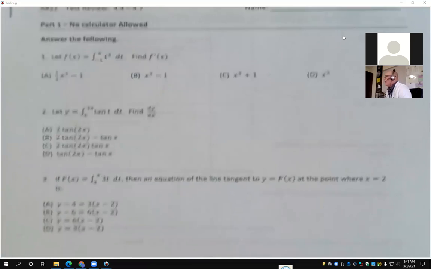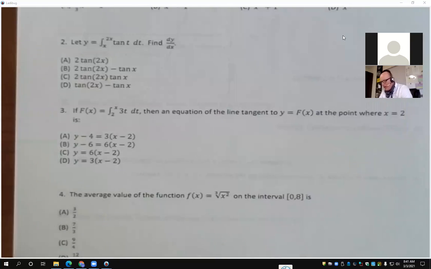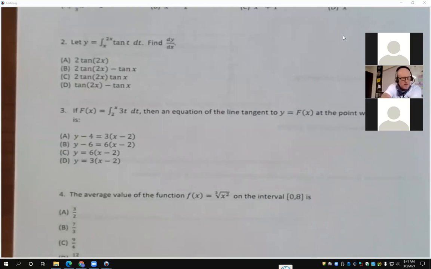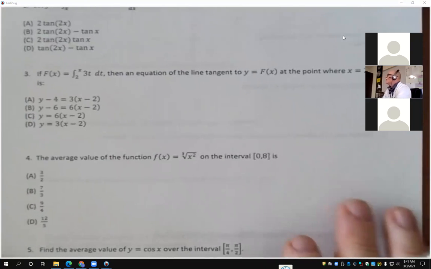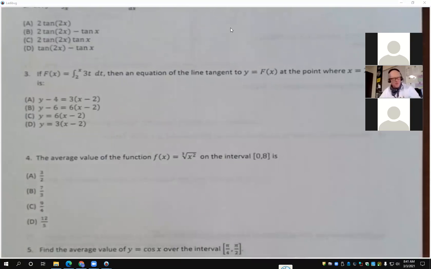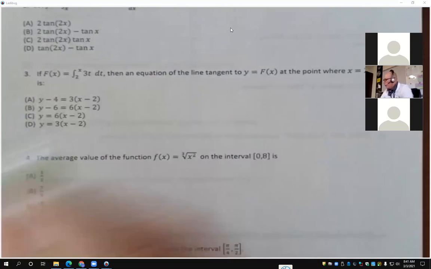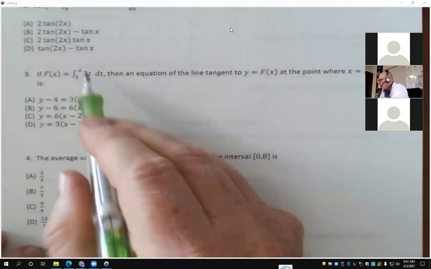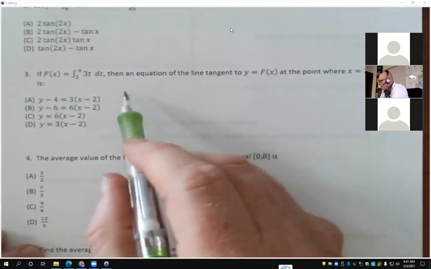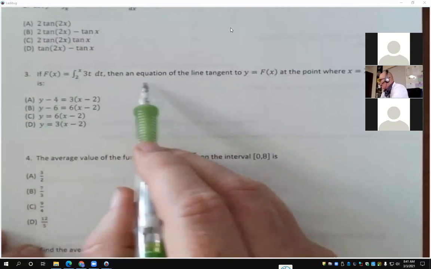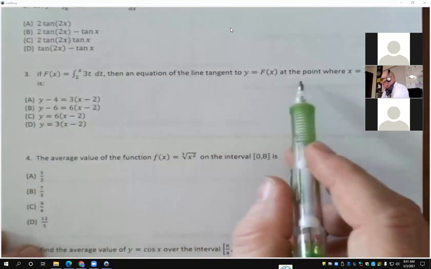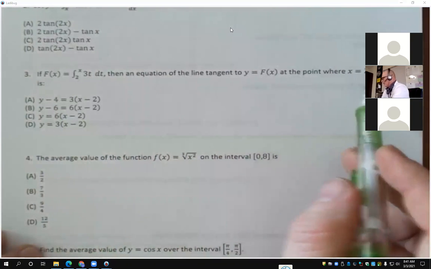All right, so let's just go page one, numbers 1 through 5. Fire away. Could you do 3, please? Yes. All right, number 3 says big F of x is equal to the integral from 2 to x of 3t dt. If that is true, then an equation of the line tangent at the point x equals 2 is what?